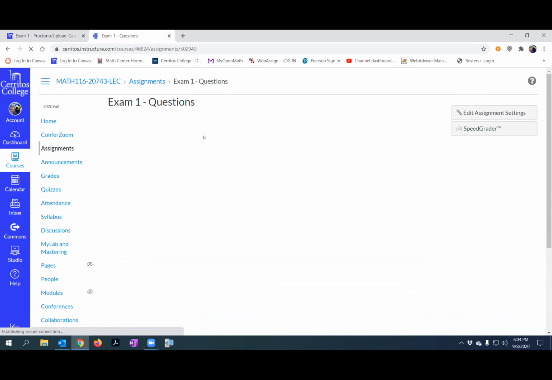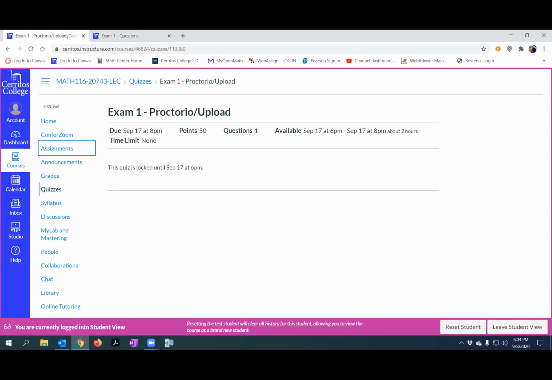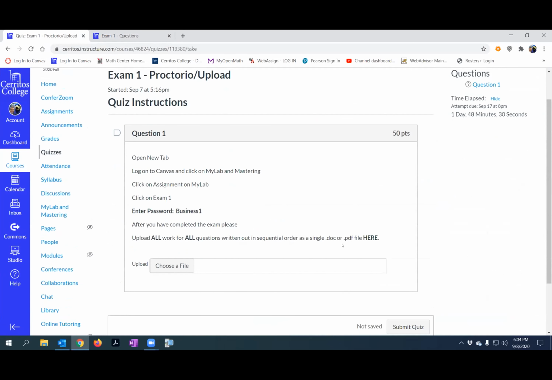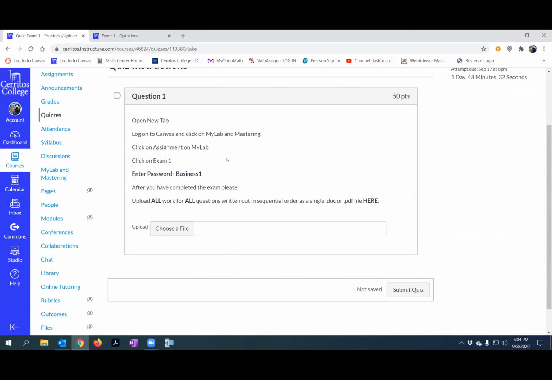So here's the exam one questions. Again, I don't think it's going to let me in until exam day; you can't take the test. So here you're going to find the questions. Let me show you how this works. Let me leave student view and click on preview here. Question one is the instructions for the exam. It says open a new tab, log on to Canvas, and click MyLab and Mastering, or just click on assignment on MyLab.